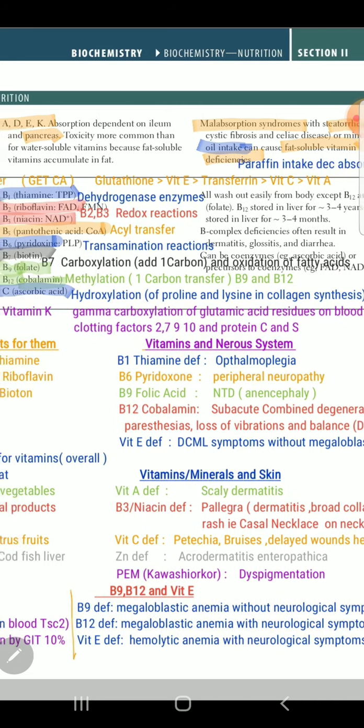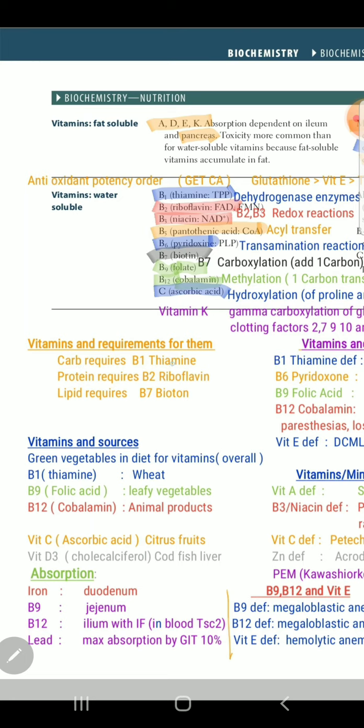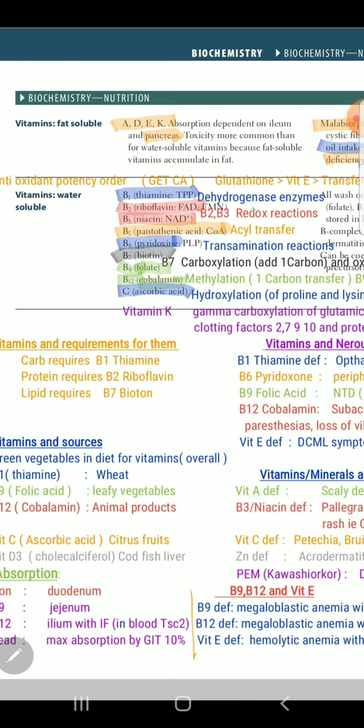And if fatty acids are mentioned with B7, we know the vitamins and requirements for them: for carbohydrate it is B1. B1 we discussed, dehydrogenase is related to glucose. And lipid and fats is B7. So here B7 is oxidation of fatty acids related to fats. And protein is B12, riboflavin for protein. This is also important, so I have jotted them down separately.